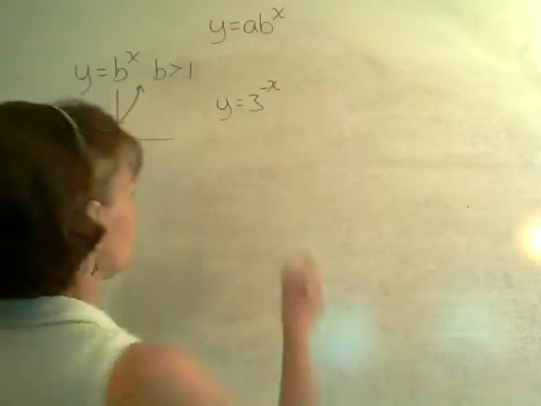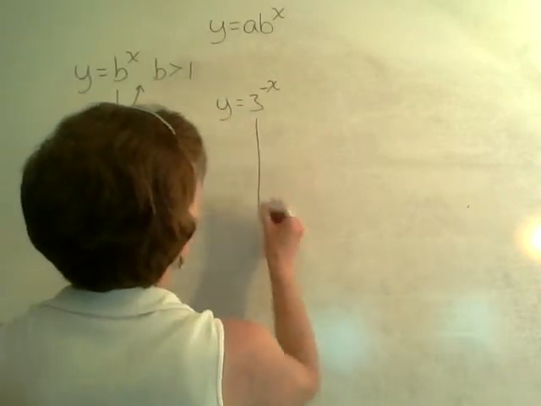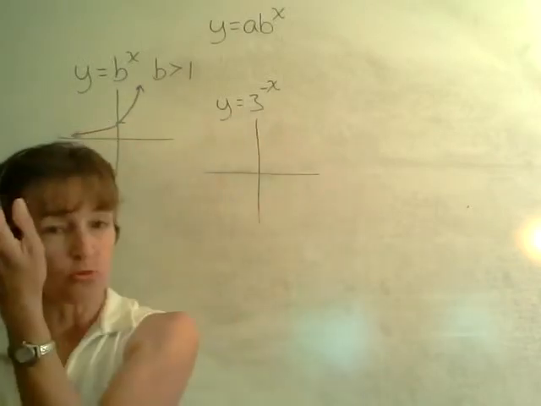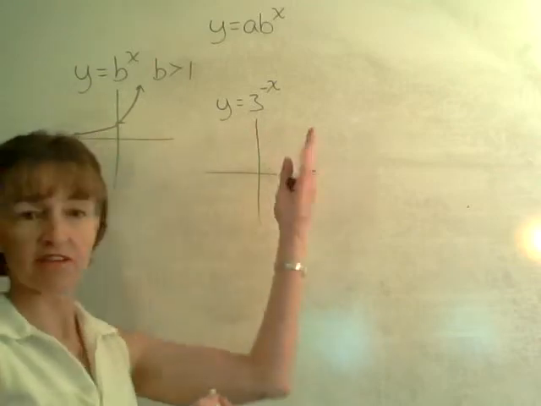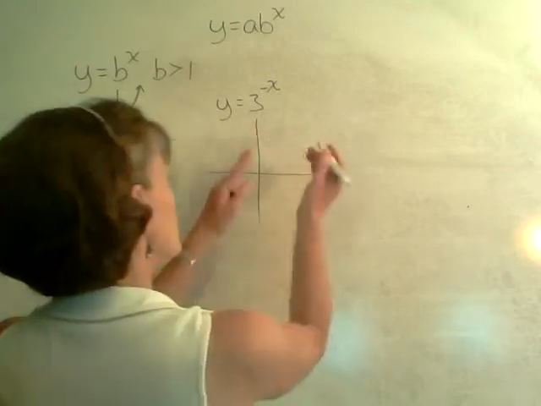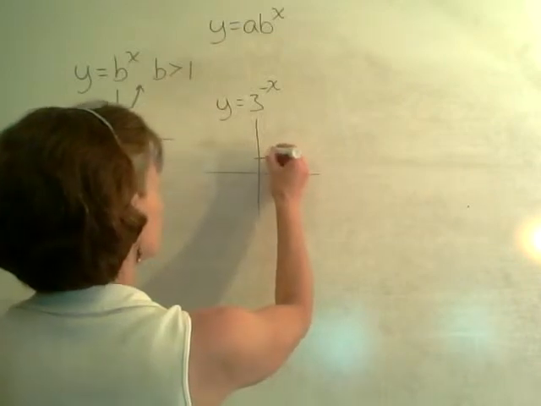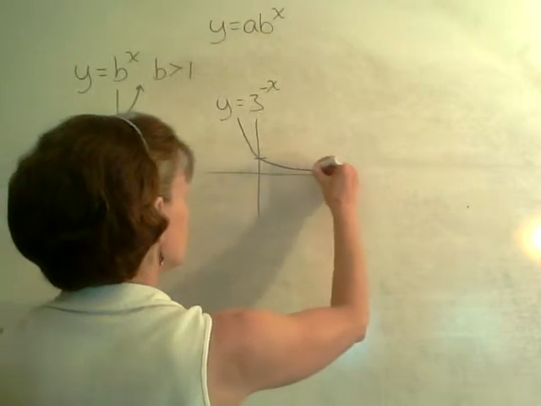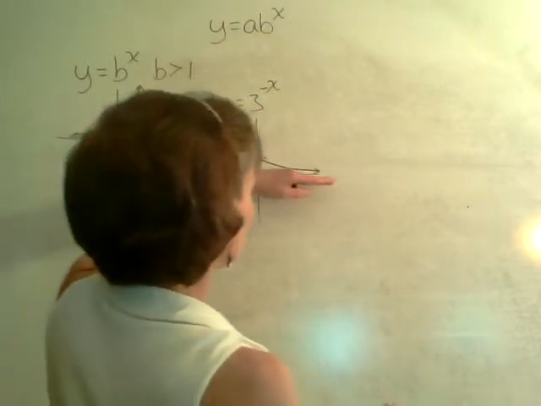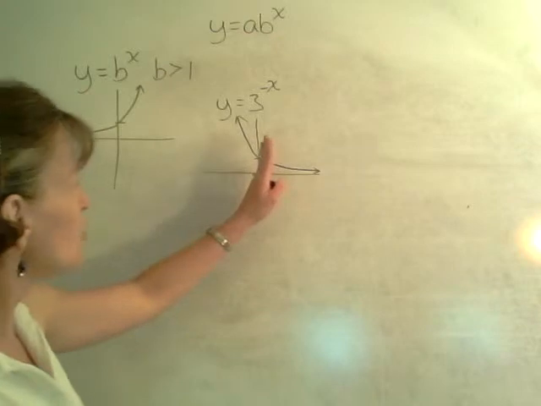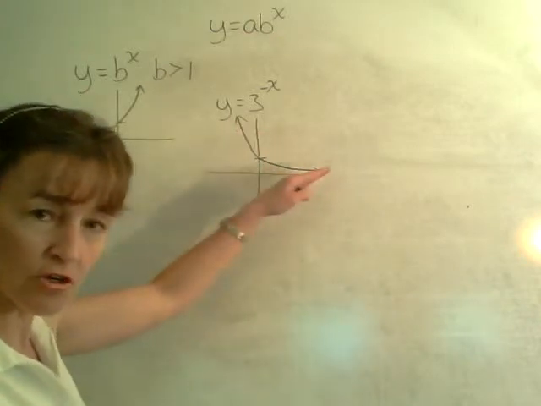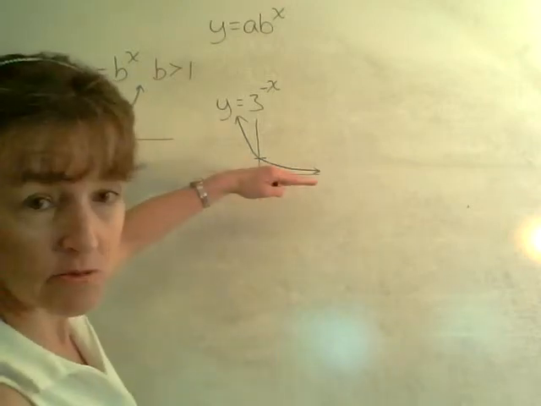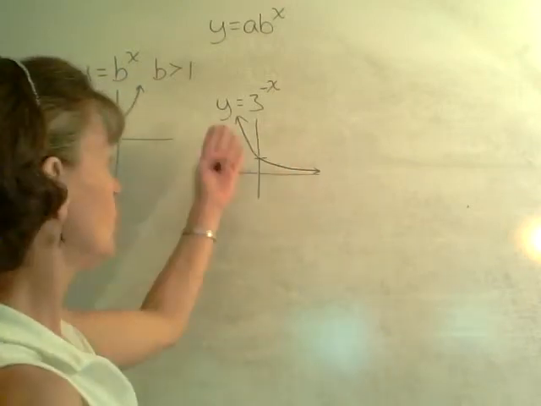Let's graph this curve. Well, if you'll remember from other parent graphs, when we make the x negative, then we have a horizontal reflection because the negative x's are over here. So when we reflect this curve horizontally, instead of rising sharply to the right, it rises sharply to the left. And it hugs the y equals 0 line over here. So you see y equals 3 to the negative x is a decreasing function instead of an increasing function. Notice that my asymptote does not move when I reflect horizontally.